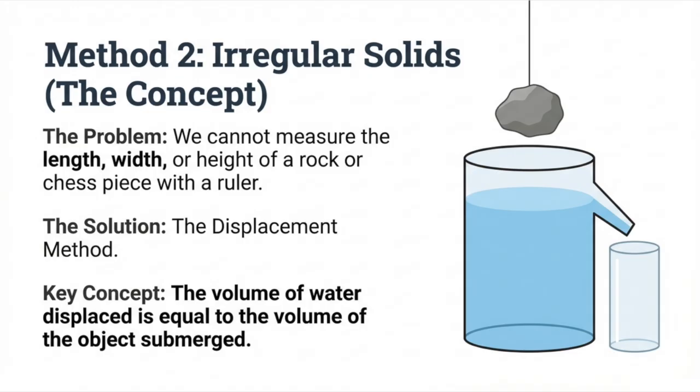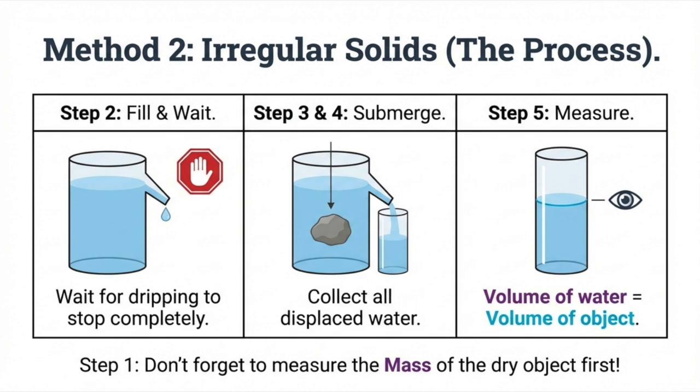And that solution is called the displacement method. First, you measure the mass, just like before. Then you grab a special piece of kit called a Eureka can and fill it with water right up to the little spout. You pop a measuring cylinder under that spout. Now, you very carefully lower your rock into the water. The rock pushes or displaces some water out of the spout and into your measuring cylinder. The volume of the water you've collected is exactly equal to the volume of your rock.